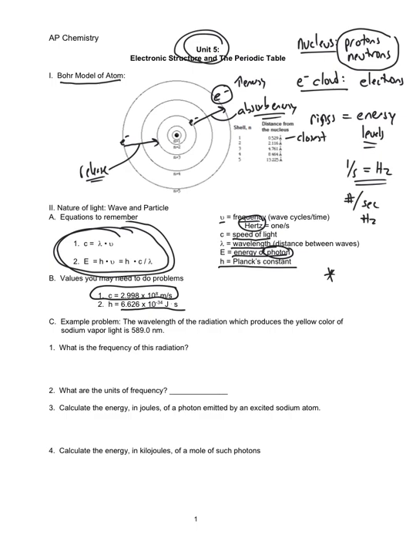Okay, so let's look at an example problem to finish off today. So a wavelength of radiation of yellow has a wavelength of 589 nanometers. What is the frequency of this radiation? So the wavelength was given to us.